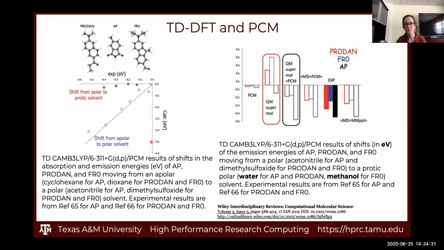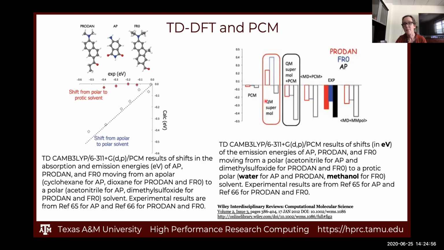So if you have a protic solvent and you have hydrogen bonding capabilities, your results are not going to be as good as they should be. So here are the experimental values for these 3 compounds in protic solvent. And this is what PCM gets for the excitation. So it's qualitatively correct, but not very quantitative, okay?